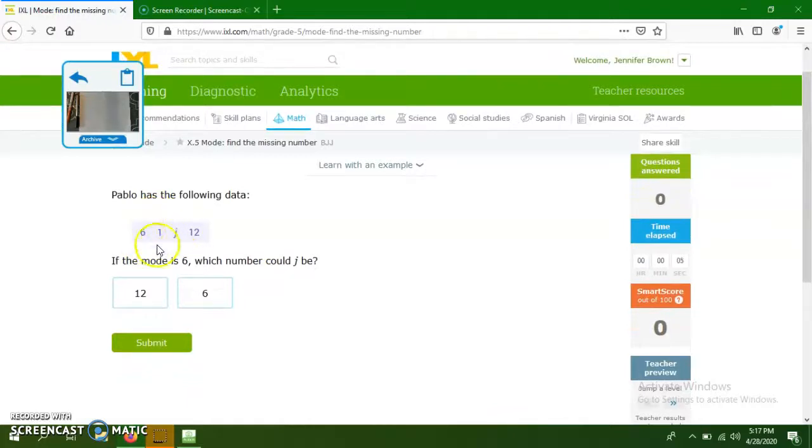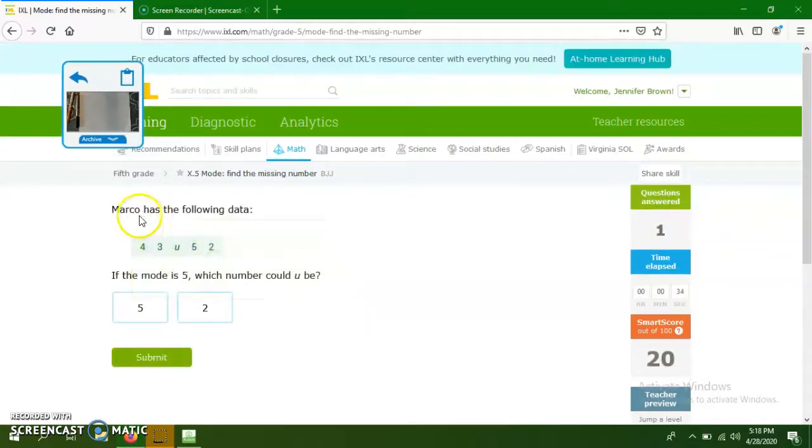So they've given us some data here. It is not in order least to greatest as it should be. So with only 4 numbers, we could probably mentally think 1, 6, blank, 12. And they tell us that they want the mode to be 6. So the number that occurs the most needs to be 6. Well, if it was 12, there would be 2 12s, so that wouldn't be the mode. And if it was 6, that would give us 2 6s in our data, so that is our correct answer.